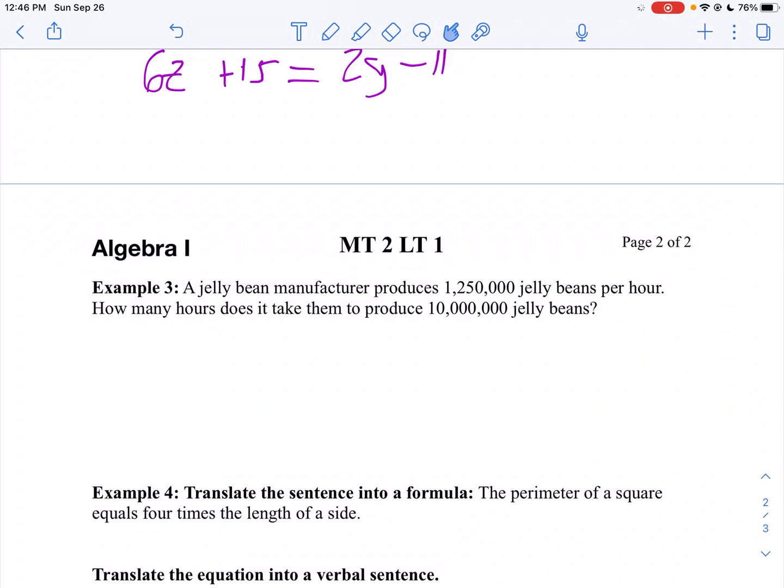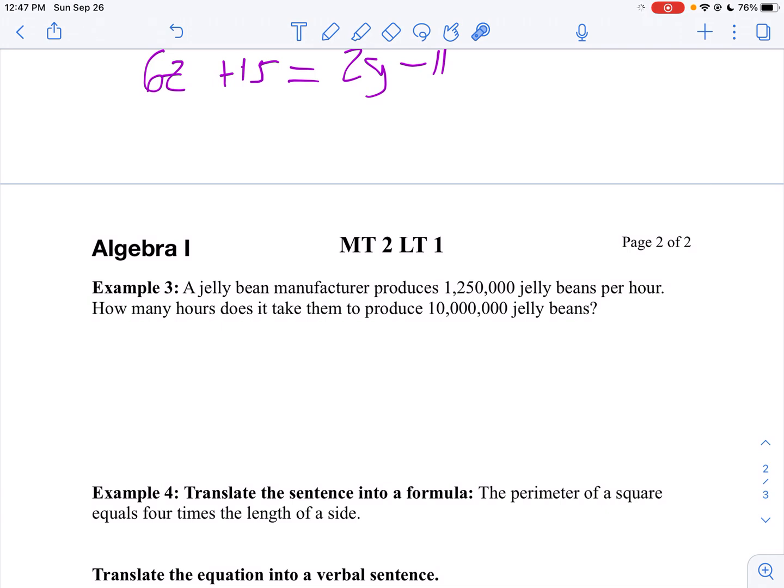Next, we're going to take a look at example 3. And what we're going to do here is change this to an equation and then solve our equation. Let's read the whole thing together first. It says a jelly bean manufacturer produces 1,250,000 jelly beans per hour. That's a lot. How many hours will it take them to produce 10 million jelly beans?